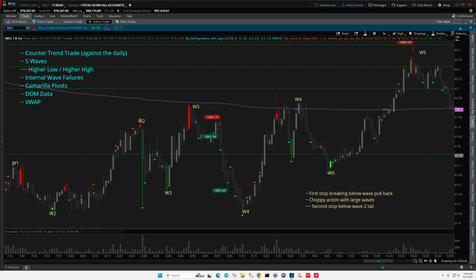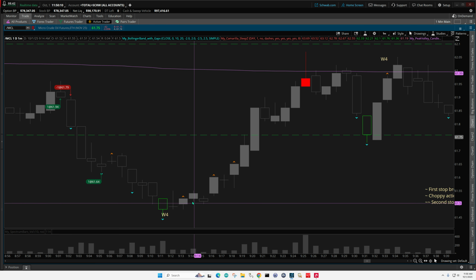Where should I have added? Well, when price went candle body over candle body right here, let me zoom in on that. When price went candle body over candle body, this is where I should have gotten long, or this is where I should have added.